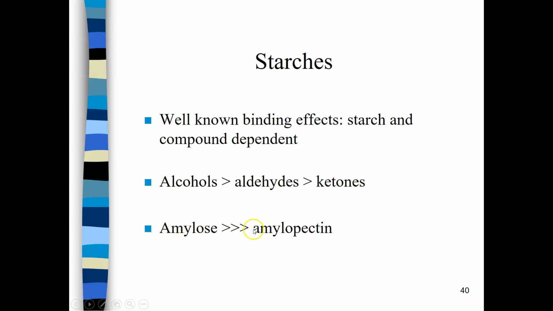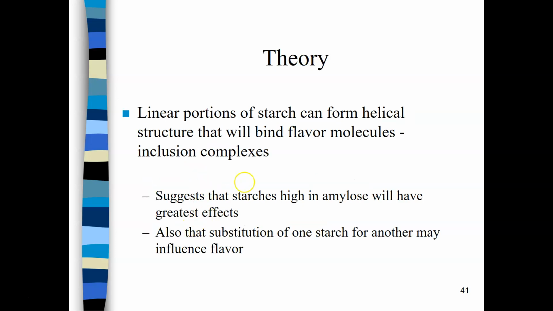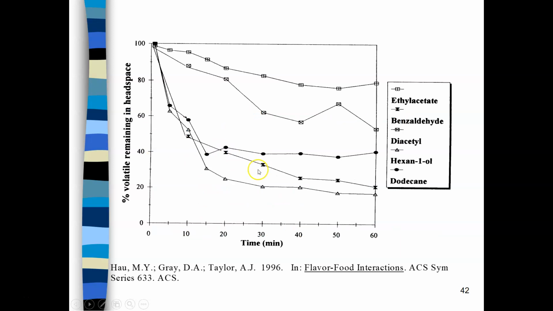Amylose was much more important in binding than amylopectin. Of course, that is understood because amylose forms an alpha helix. Flavor molecules can fit in that alpha helix and give a flavor effect, flavor binding. And that's basically explained in this slide.